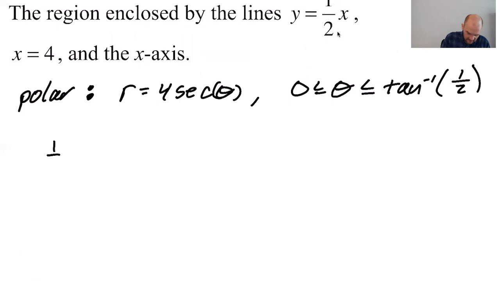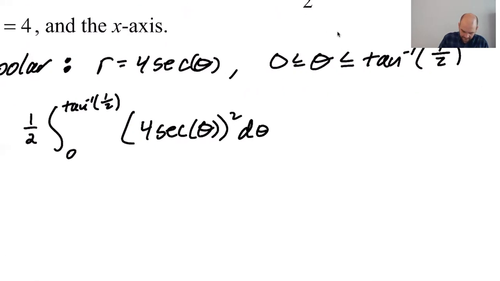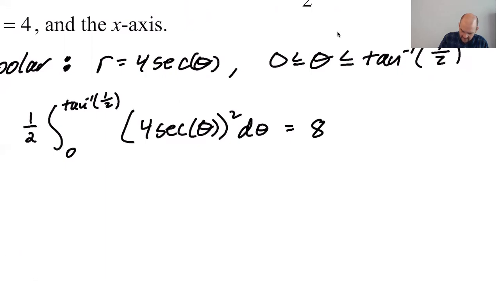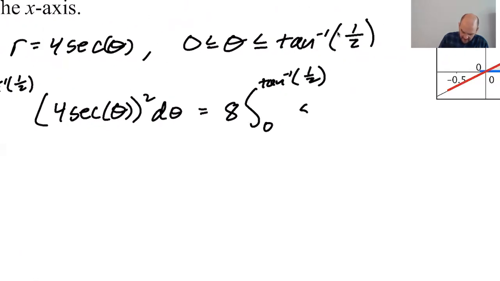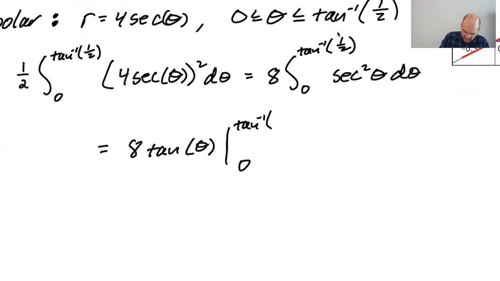All right, so we're going to do 1/2 the integral from 0 to the inverse tangent of 1/2 of r squared, so (4 secant theta) squared d theta. All right, 16/2 is 8. The integral from 0 to tan inverse of 1/2. That upper bound is scary, but maybe not as scary as it initially looks. Secant squared d theta. The derivative of tangent is secant squared. So this is 8 tangent of theta from 0 to tan inverse of 1/2.